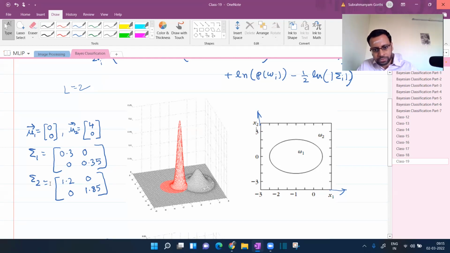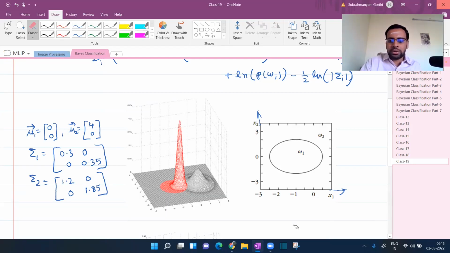Look at the second one. The variance is 1.2 here and 1.85 along x2. Of course, it is a bit more spread along the y-axis than the x-axis. But again, this being in the denominator and your variance being high, the whole thing is scaled down by a small value. So the peak comes down a bit here. Now, the color convention used here is that whenever the value for class 1 is high, it is shown in red. Otherwise, it is shown in gray.